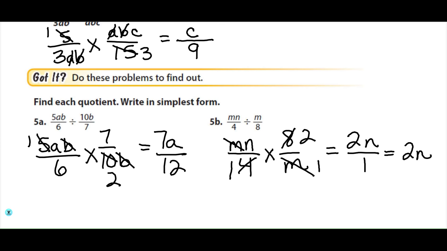All right, so I know it's kind of weird. I really enjoy doing these. I don't know why. It's kind of like a little game, I guess, into what I can cancel. But that's it. So remember, keep, change, flip. Yeah, that's the action. Everyone's going to know how we're dividing fractions.